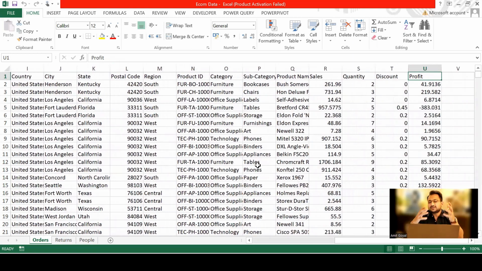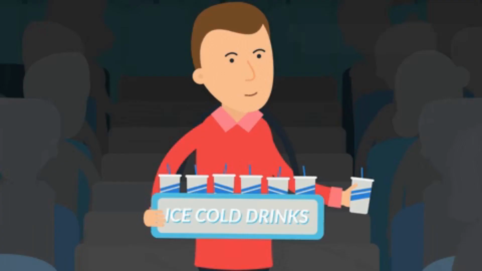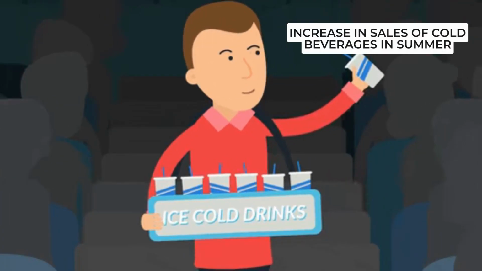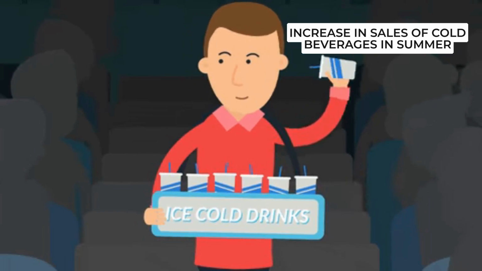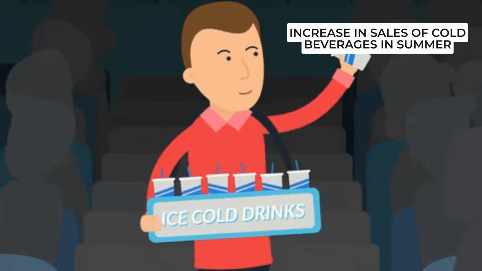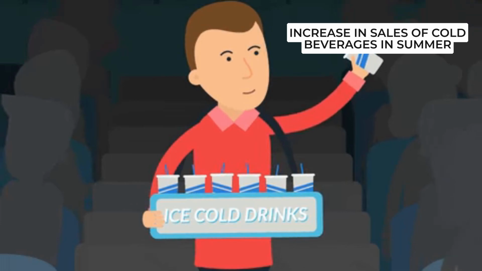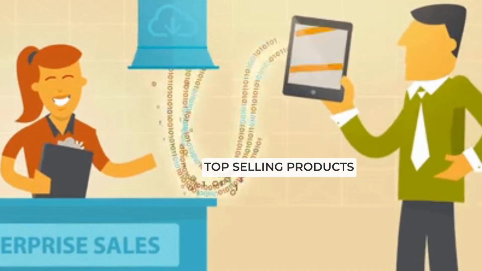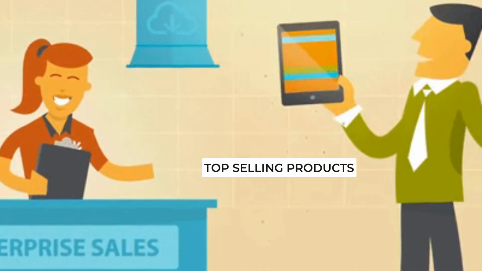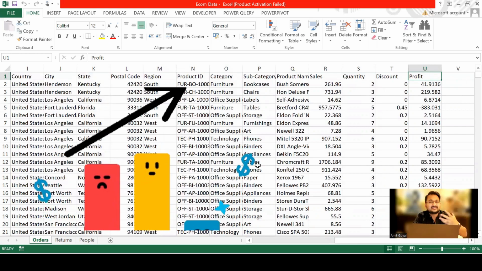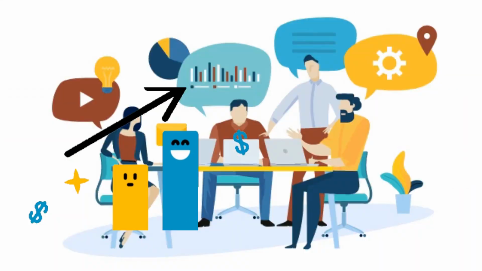So now, if this data is given to us, what kind of analysis can we derive from here? So definitely we would like to do some time series analysis to understand how the sales happened over a period of time. We would like to understand what are the top selling products. We would like to understand how the different states and cities were doing in terms of sales and profit.